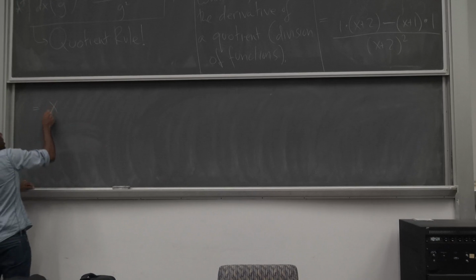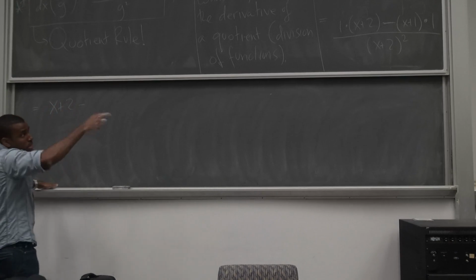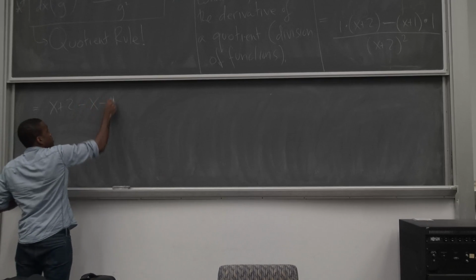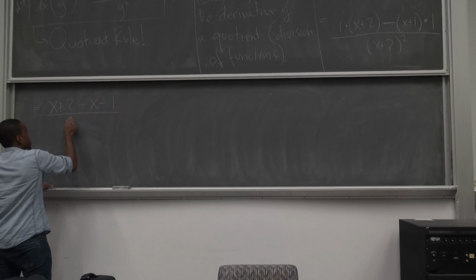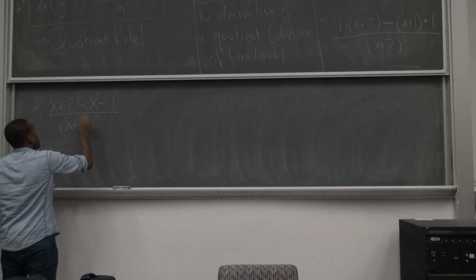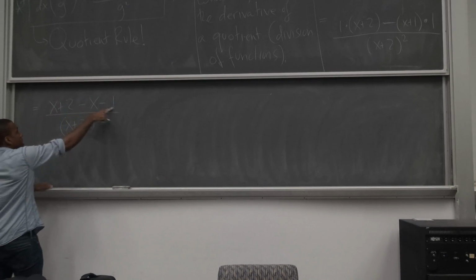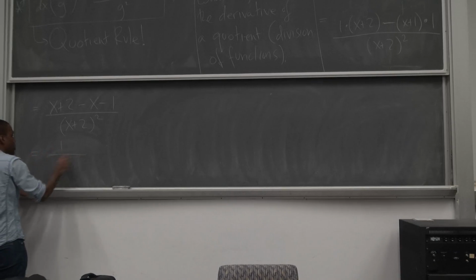Not necessary. So here, with x plus 2, the negative sign will distribute. You have x minus 1, or x plus 2, all squared. The x's will cancel. 2 minus 1 gives us 1, so I get 1 over (x plus 2) squared.